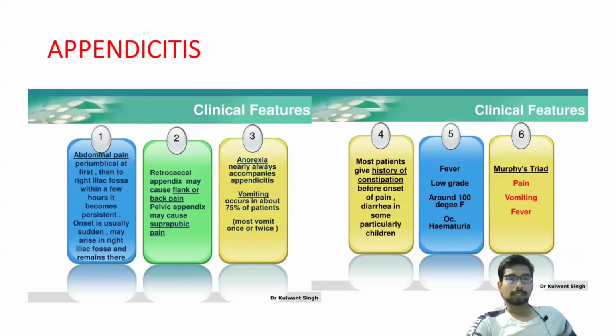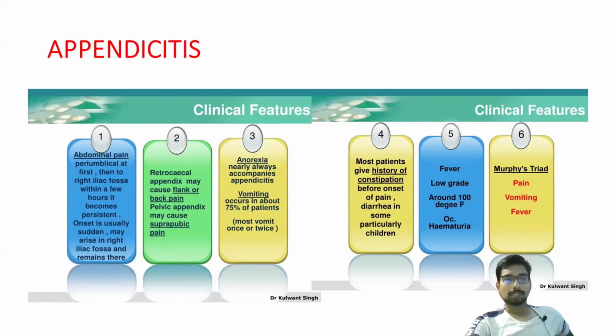Next is appendicitis. Abdominal pain is periumbilical at first, then in the right iliac fossa. Within a few hours, it becomes persistent. Onset is usually sudden and may arise in the right iliac fossa and remains there. A retrocecal appendix may cause flank or back pain, and a pelvic appendix may cause suprapubic pain.